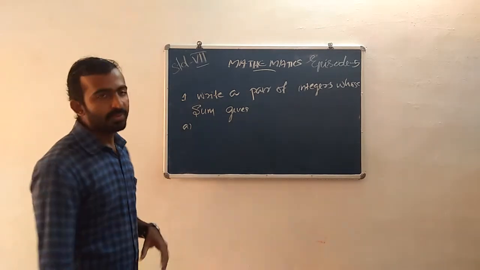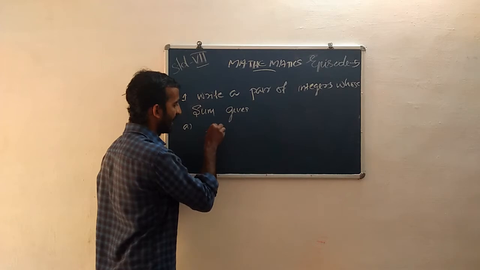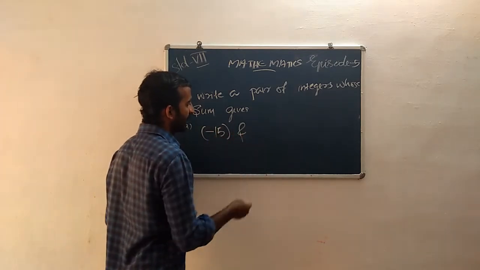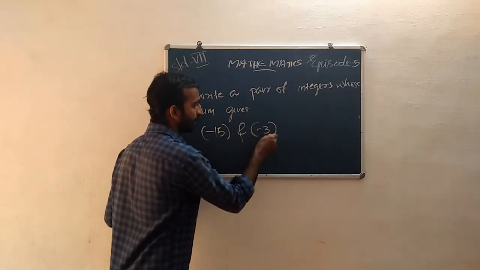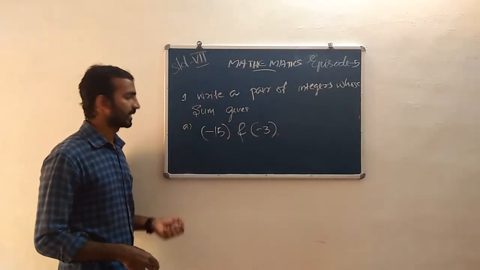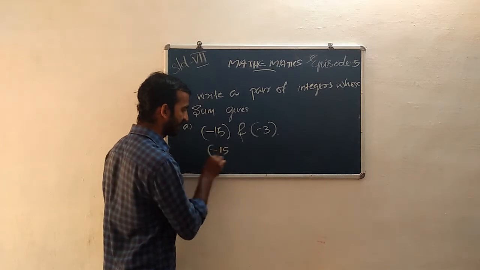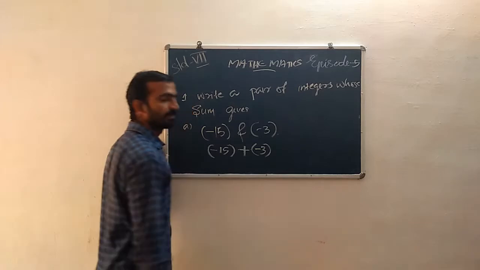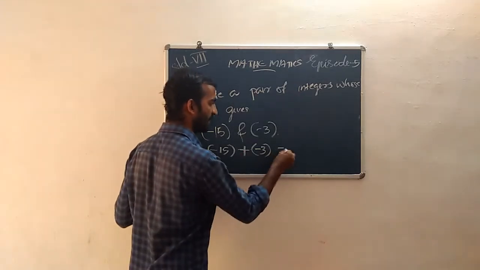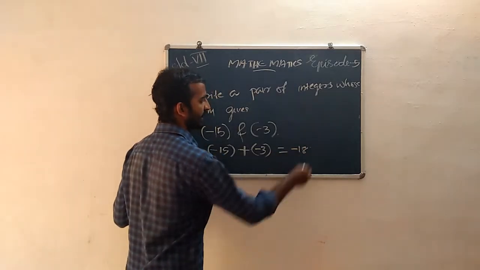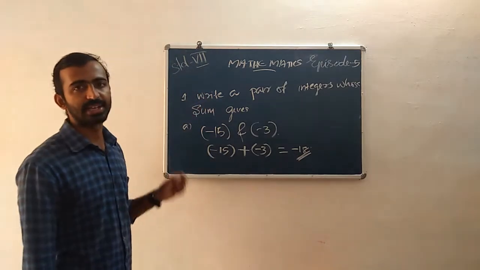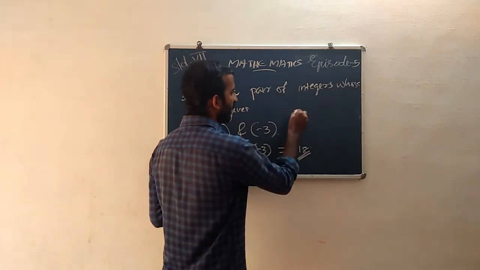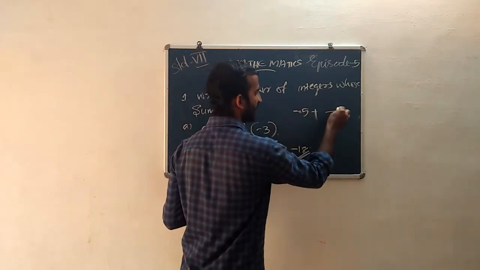We can write negative 15 and negative 3. Is it right? Yes, because negative 15 is an integer, and negative 3 is also a negative integer, so the sum is negative 18. That is, we get a negative integer. Is it correct?